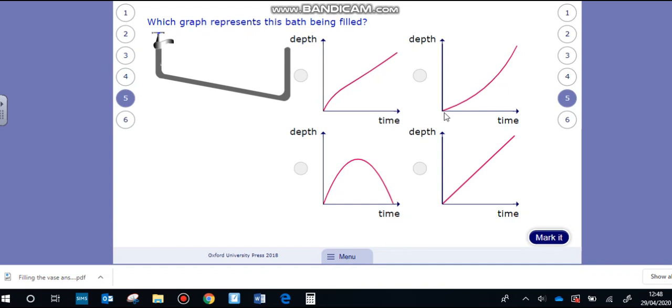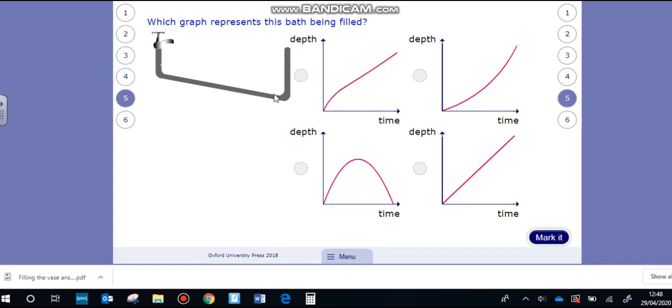This one here suggests that it is filling slowly to begin with, because it's quite a shallow gradient, and at the top here we've got quite a steep gradient. So this suggests we're filling slowly, and then we get quicker and quicker, whereas this one suggests we're filling quickly, and then we slow down, and then we have a straight bit. So we've got to decide between these two.